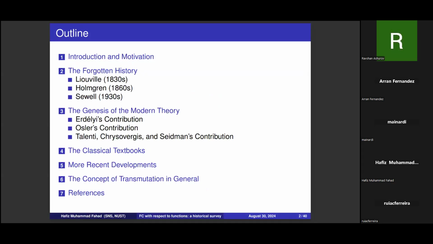So basically, this talk is divided into two parts. In the first part, I will discuss in detail the history of a subclass of fractional calculus, usually called fractional calculus with respect to functions. And in the second part of my talk, which will be a bit shorter, I will discuss the concept of transmutation in general.